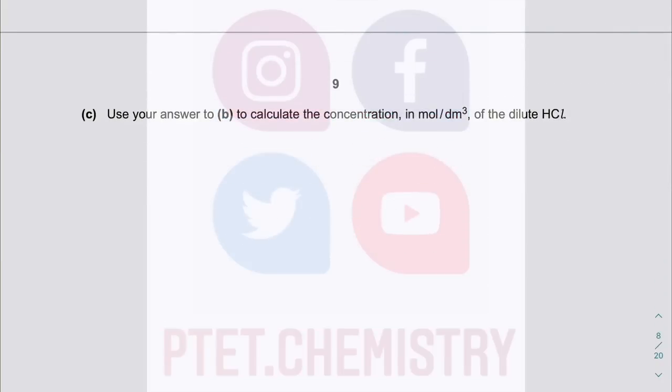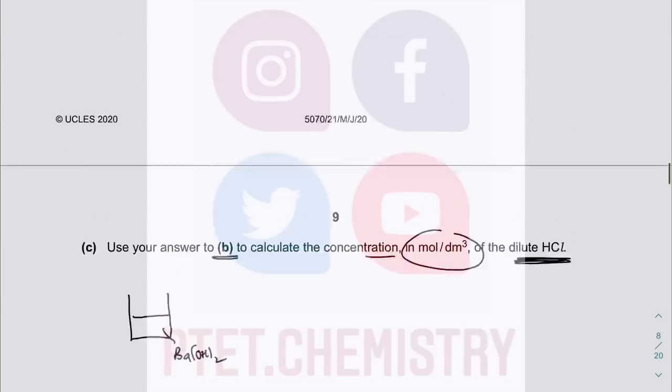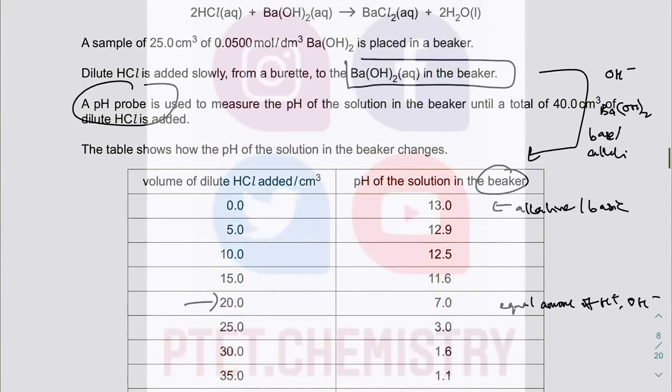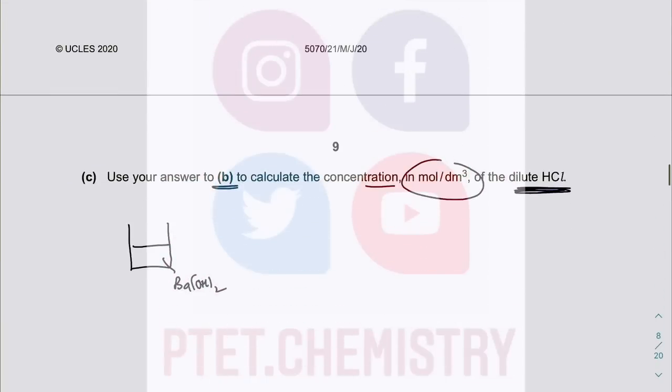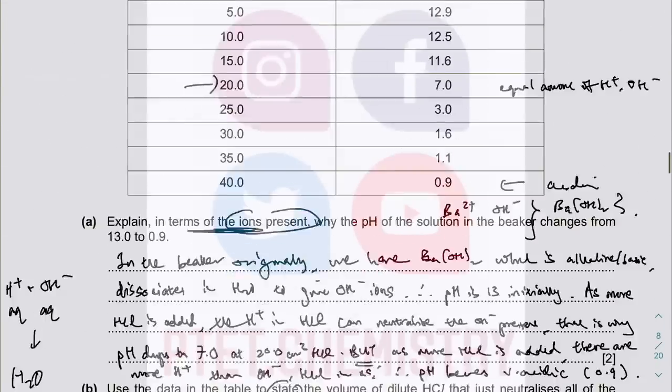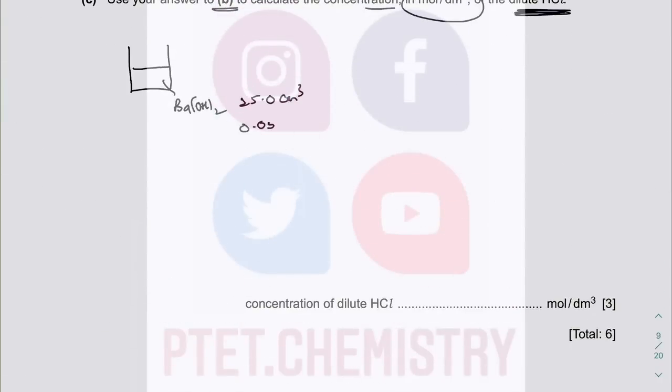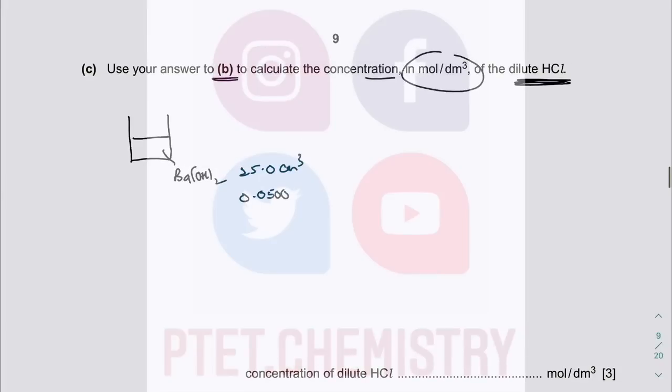Now you need to do a calculation. Concentration in mole per dm³ of the dilute HCl. You need to be careful. This is your beaker. This is your barium hydroxide. How much barium hydroxide do you have at first? You have 25.0 cm³. And what was the concentration again? 0.0500. 0.0500. You add acid.